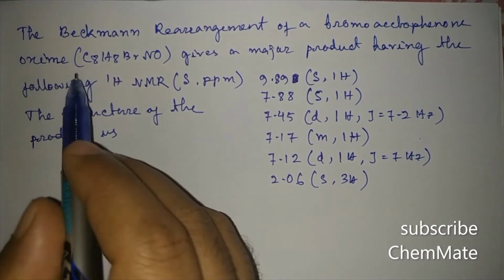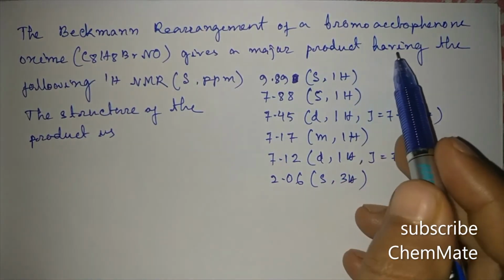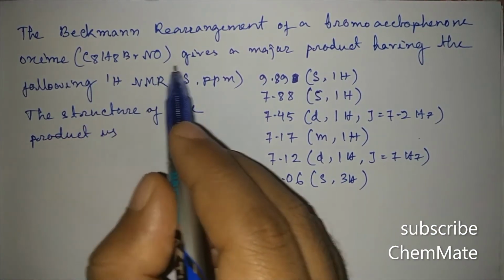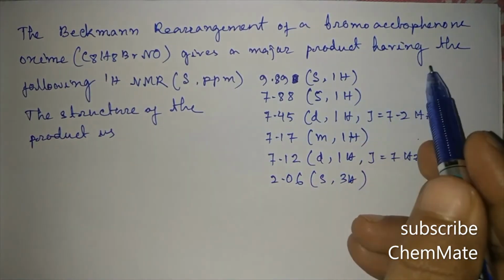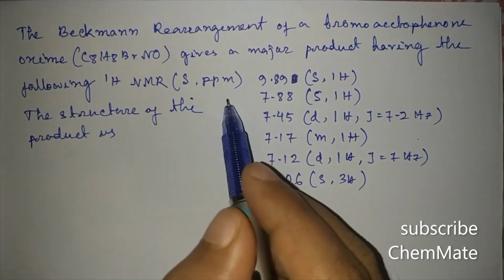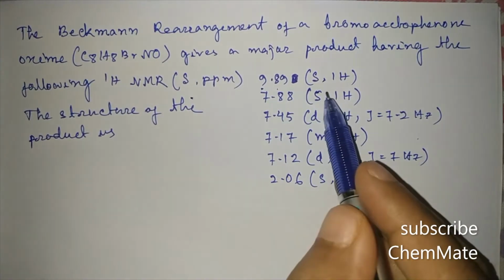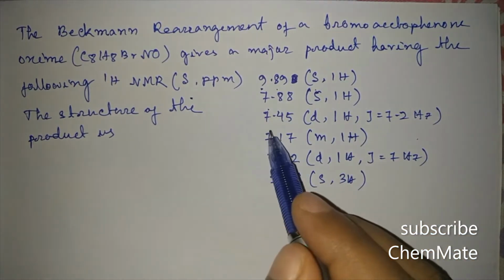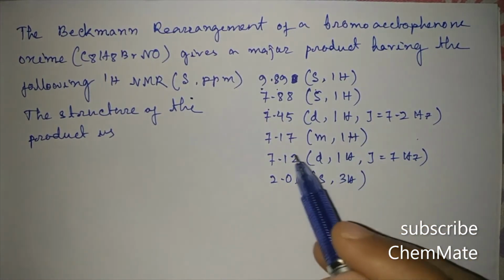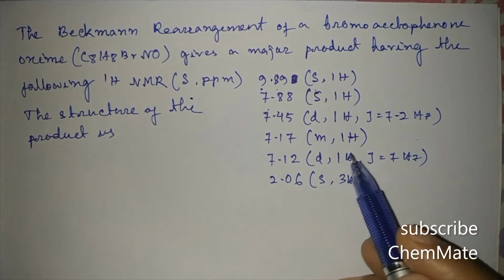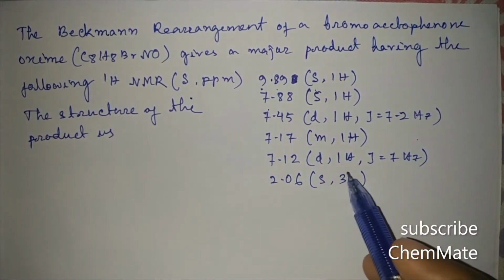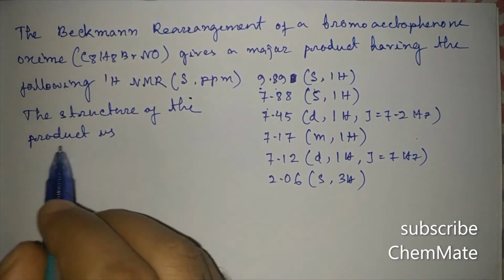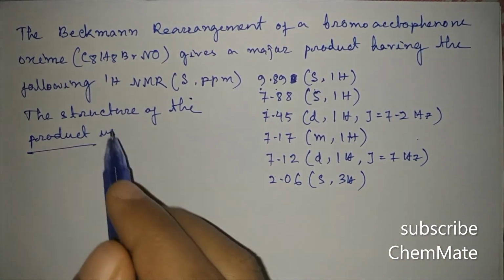So the next question: the Beckmann rearrangement of a bromoacetophenone oxime, which has this molecular formula, gives a major product having the following 1H NMR data. 9.89 singlet 1H, 7.88 singlet 1H, 7.45 doublet 1H, 7.17 multiplet 1H, 7.12 doublet 1H, 2.06 singlet 3H. We have to determine the structure of the product.